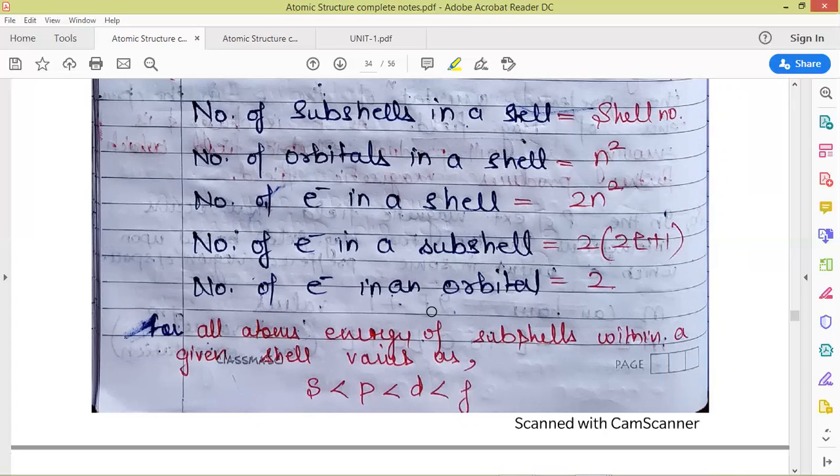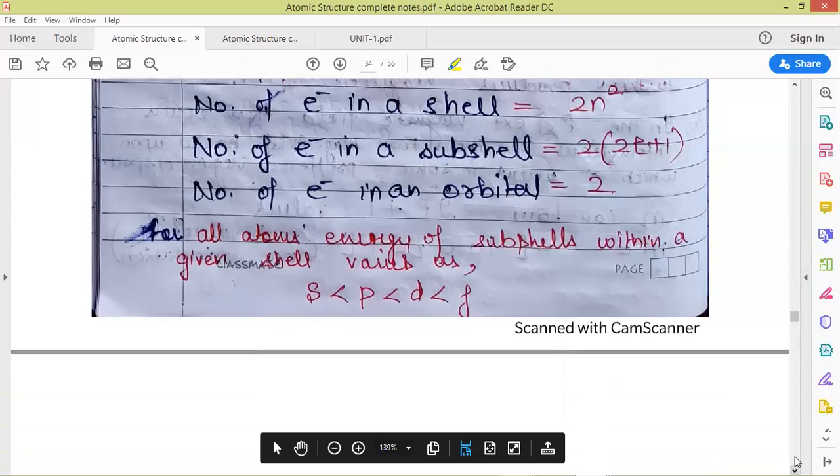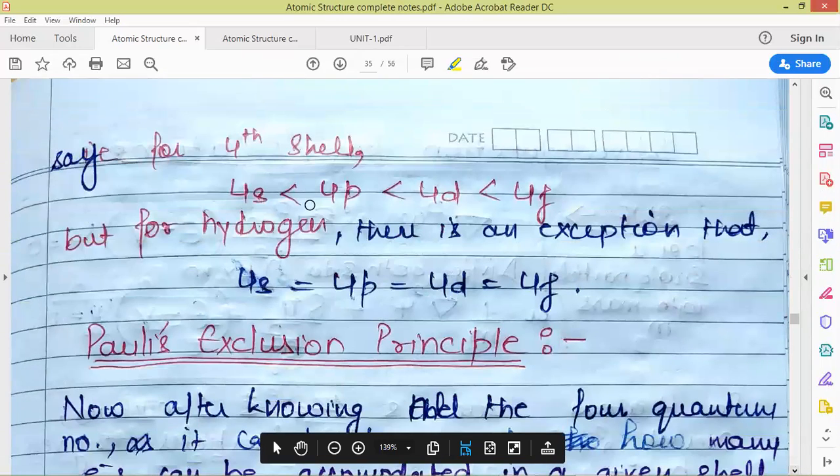For all atoms, the energies of subshells within a given shell vary in the order: s subshell has minimum energy, then p, followed by d. This means minimum energy is for the s subshell, then p, then d, and then f. But in case of the hydrogen atom, all the subshells have the same energy.